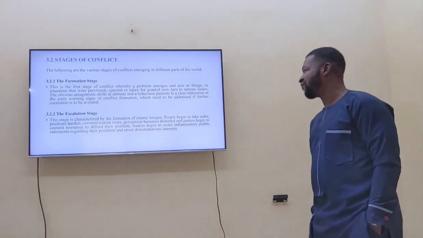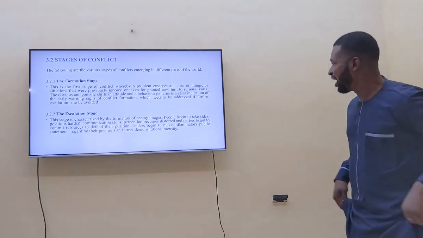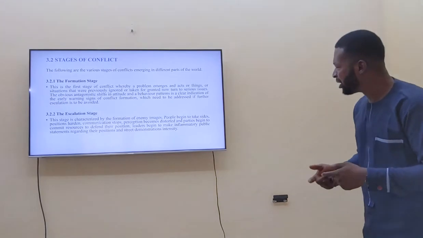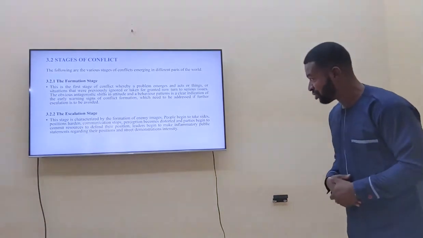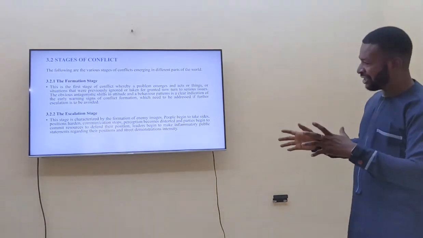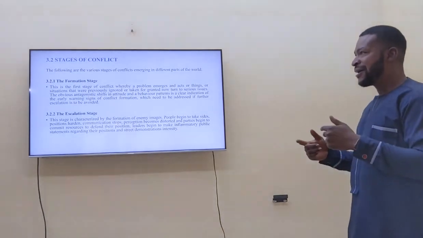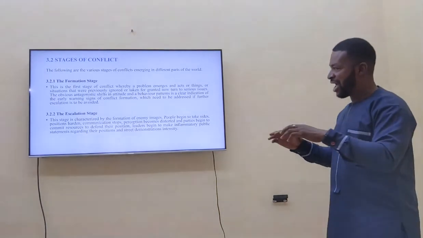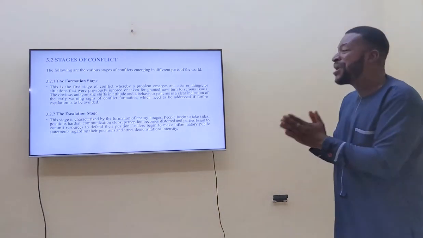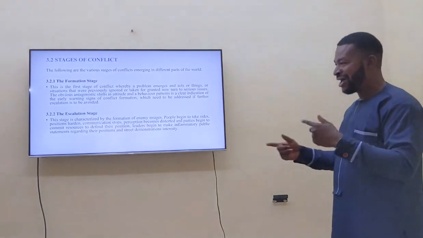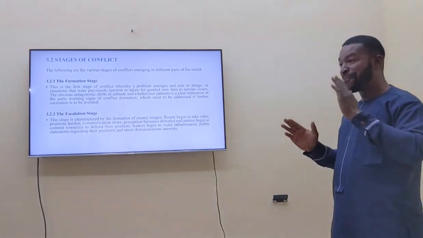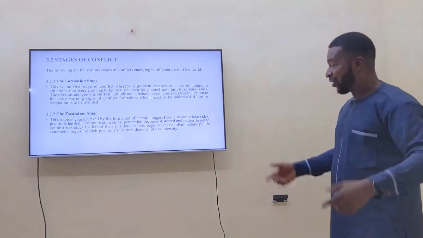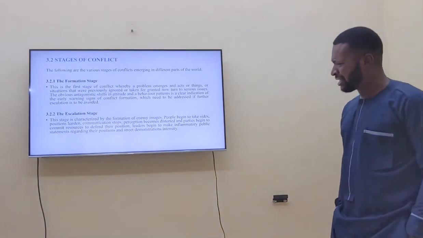This is the first stage of conflict, whereby a problem emerges, and acts or situations previously ignored or taken for granted now turn into a serious issue. The obvious antagonism that comes with this is that most of the parties involved in the conflict at this stage may not be aware that they are even in conflict with each other. They might be pursuing different goals at different places without being aware that two of them are contending for the same thing.